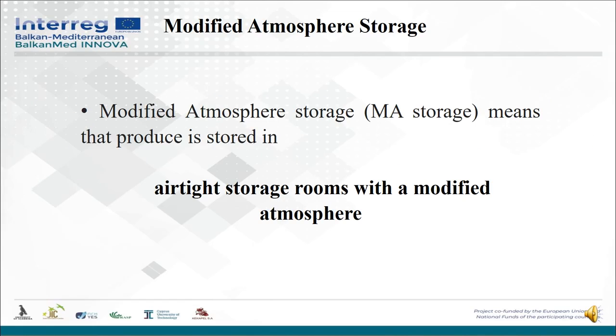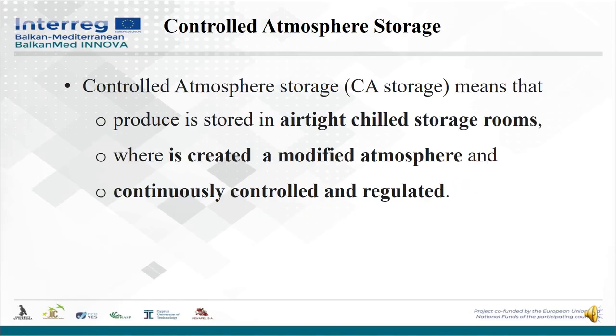Besides modified atmosphere packaging, let's consider modified atmosphere storage, which means that the produce is stored in an airtight storage room with a modified atmosphere. As for controlled atmosphere storage, the produce is stored in an airtight, chilled storage room, where a modified atmosphere is created and continuously controlled and regulated. Controlled atmosphere storage can be maintained during transport in containers.